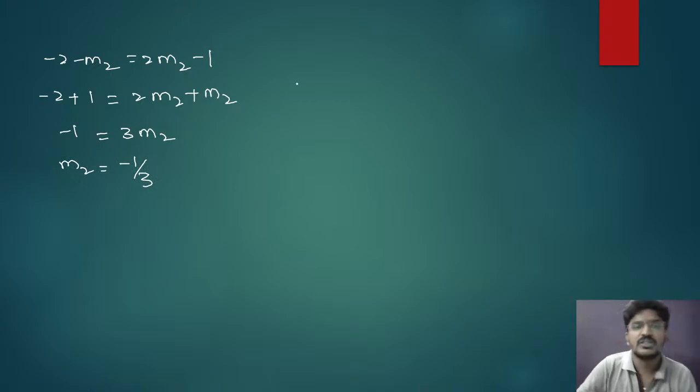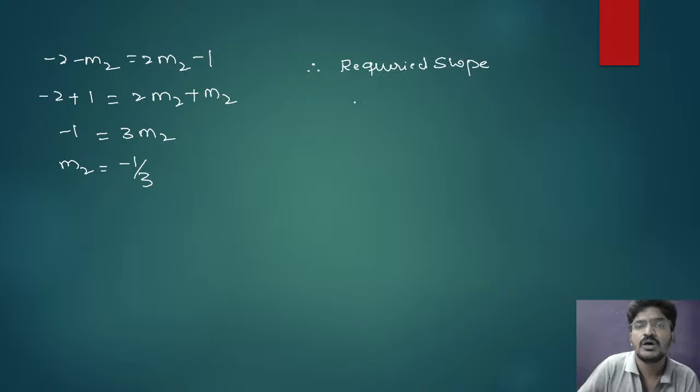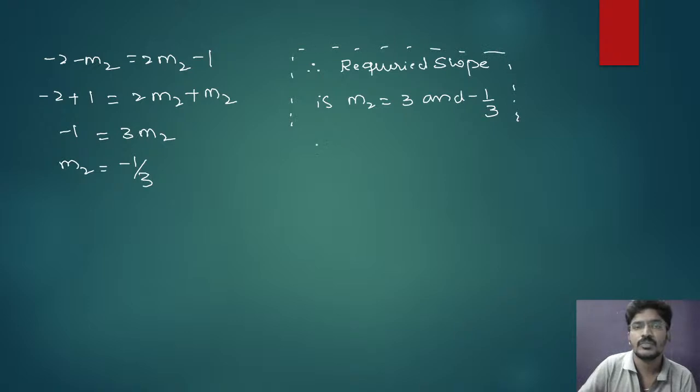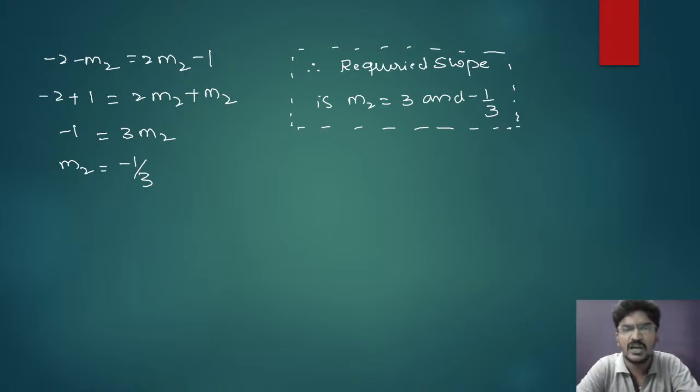Okay. Therefore, the required slope m2 equals 3 and minus 1 by 3. This is your answer. Clear?